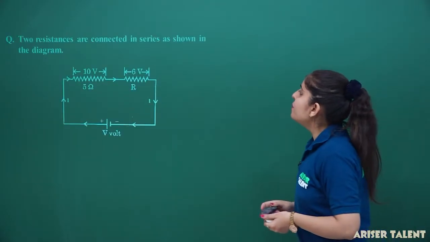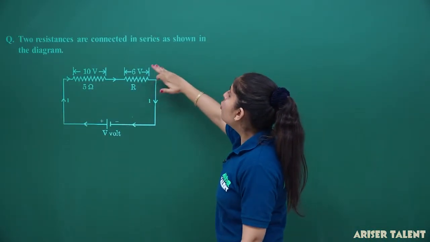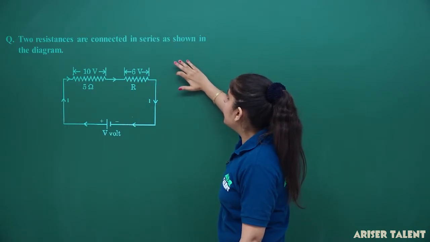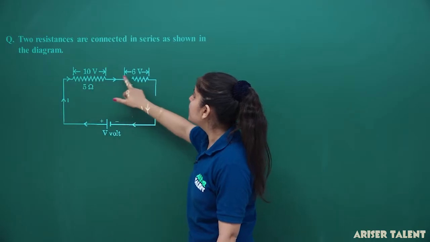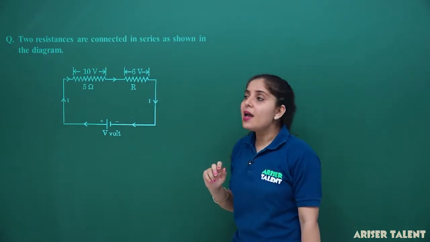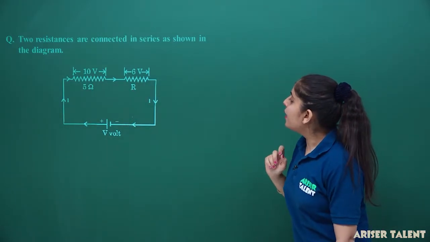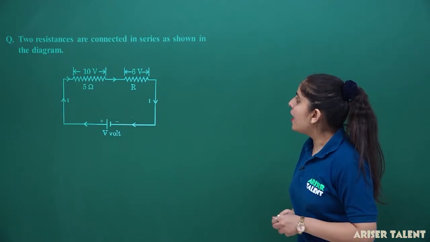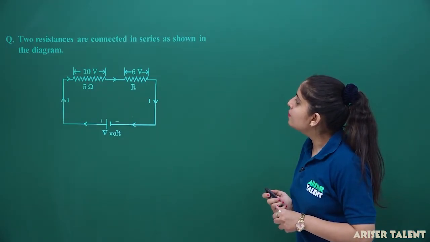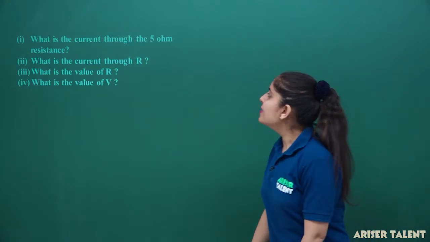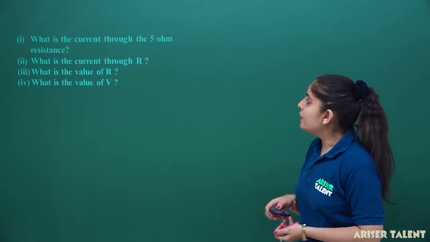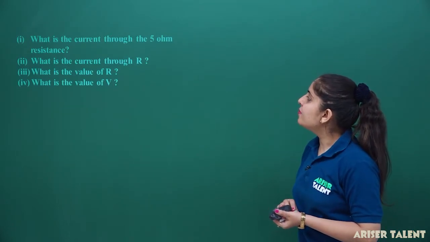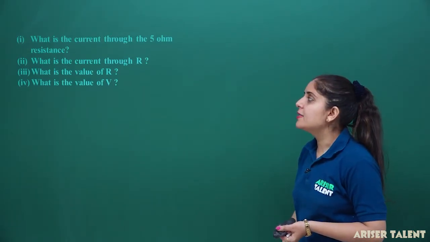So, this is our first question. Two resistances are connected in series as shown in the diagram. You have seen that these are the two resistances connected in series, and we have to find the unknown value of R, unknown value of I. So, let's check what we have to find. What is the current through the 5 ohm resistance? What is the current through R? What is the value of R and what is the value of V?